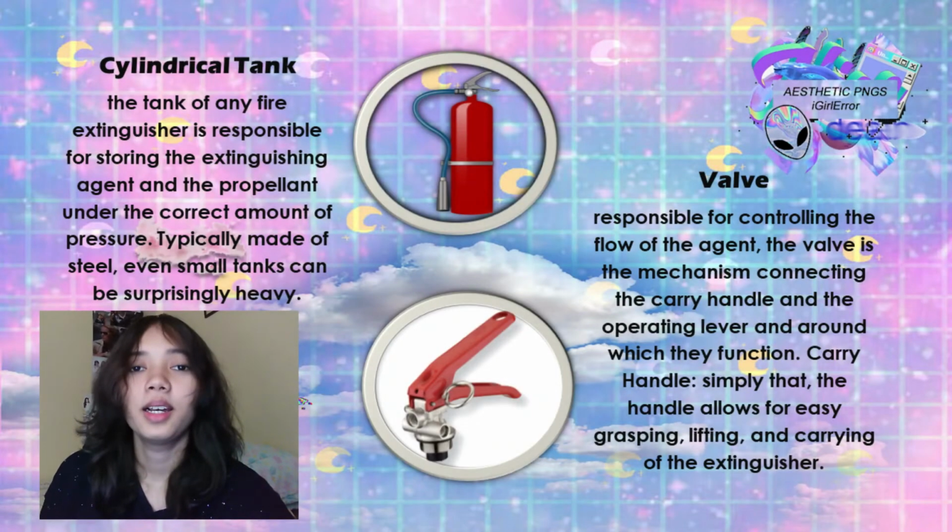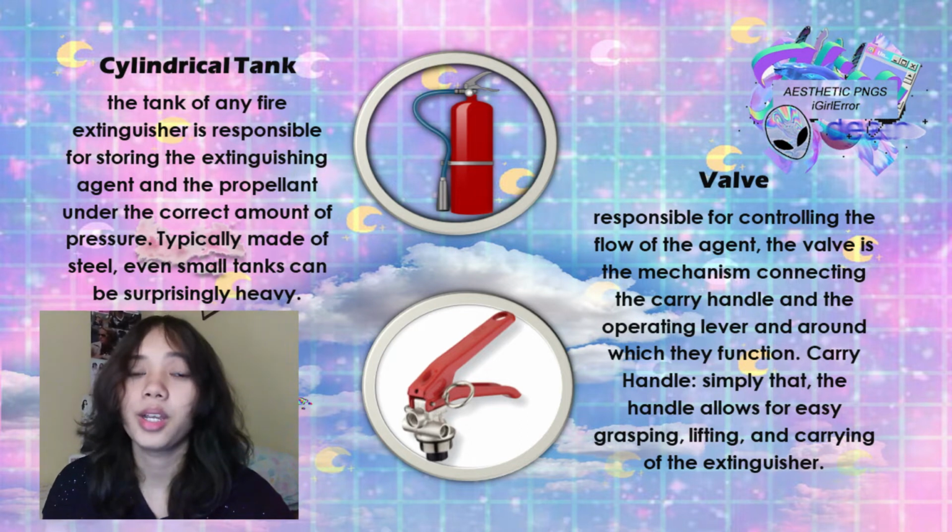Hello everyone! The next discussion is about the parts of a fire extinguisher. So, we already know what a fire extinguisher is, right? A fire extinguisher is a fire protection device used to control and extinguish small fires in emergency situations. Fire extinguishers are everywhere. You'll find them in places of business, schools, malls, and places of residence.